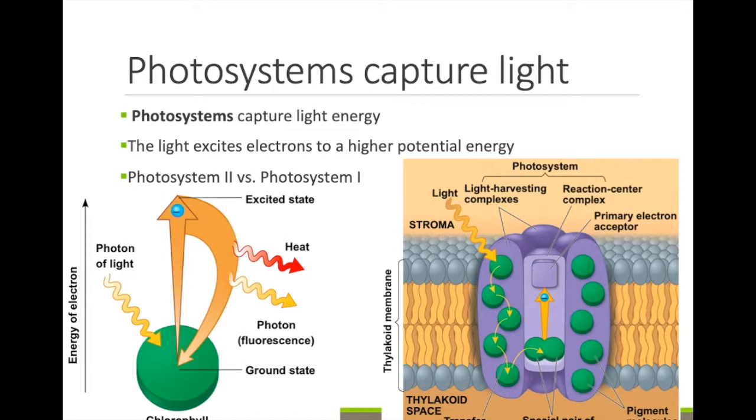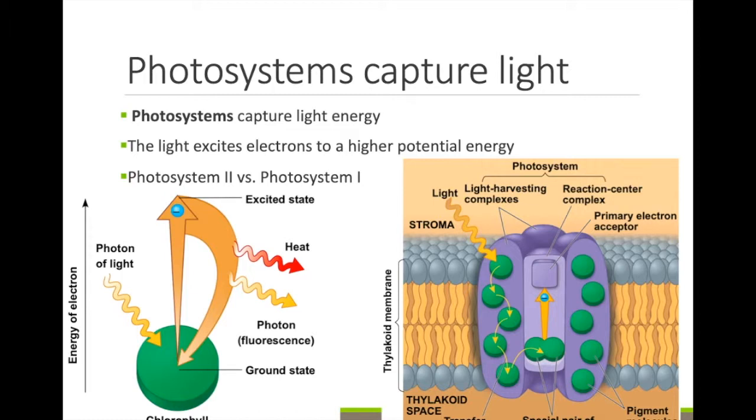Well, we need to replace that electron for it. Eventually, we're going to replace that electron with water. Water is split and oxygen is released, and the electrons from water go to the photosystem to replace the electrons that are lost.